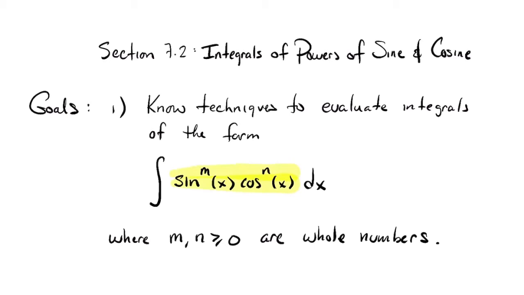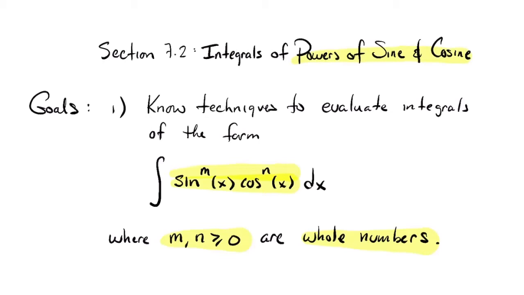A power of sine times a power of cosine. The powers are not allowed to be negative. They're greater than or equal to 0, and they're also whole numbers. So no fractions, no 1/2 powers or anything like that. So that's what this first day of Section 7.2 is about: integrating powers of sine and cosine. So m and n here can be any non-negative whole numbers.